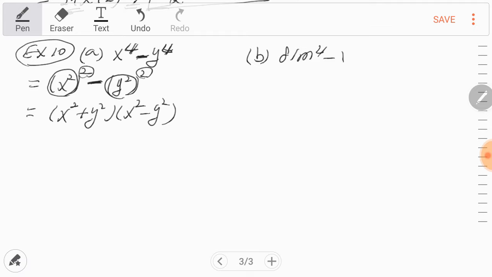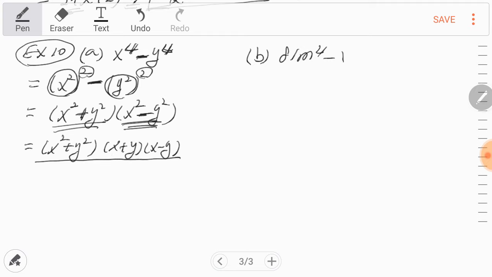Okay, and then we have to check whether each factor is prime. The sum of squares is prime, not factorable. But the second parenthesis is a difference of squares, so we can factor this one again. Then x squared plus y squared times x plus y, x minus y. Then each factor is prime, so done. Make sure that if this is not a square or cube, then convert it into squares or cubes.